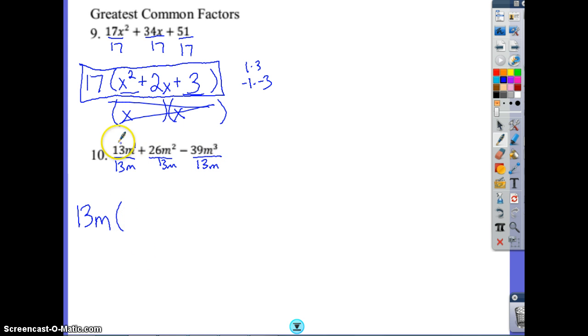And if we look at this, 13m divided by 13m, now this is where a lot of people go wrong. It is not 0, it is 1. Plus, you will always end up with the same number of terms as you started with. 26 divided by 13 is 2, m squared divided by m leaves 1m left. Minus 39 divided by 13 is 3. M cubed divided by m is m squared. Again, you could check your factorization, but we're going to stop right here. So there's our greatest common factor in that case.